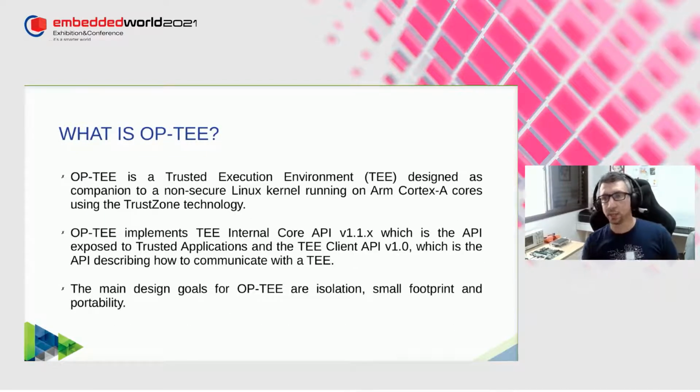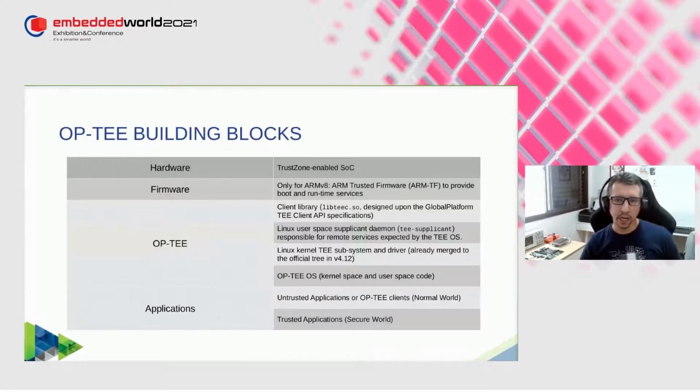So OP-TEE is this open source TEE implementation for devices running some kind of Linux flavor on ARM Cortex-A devices with TrustZone. That's basically it. And OP-TEE also implements the two APIs from GlobalPlatform, the client library for untrusted applications and the internal library for the trusted applications. So those are the main blocks of OP-TEE.